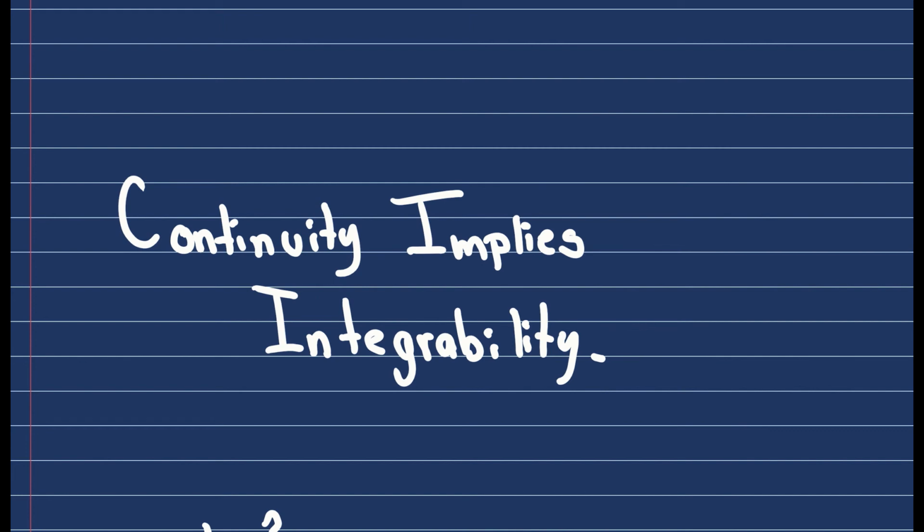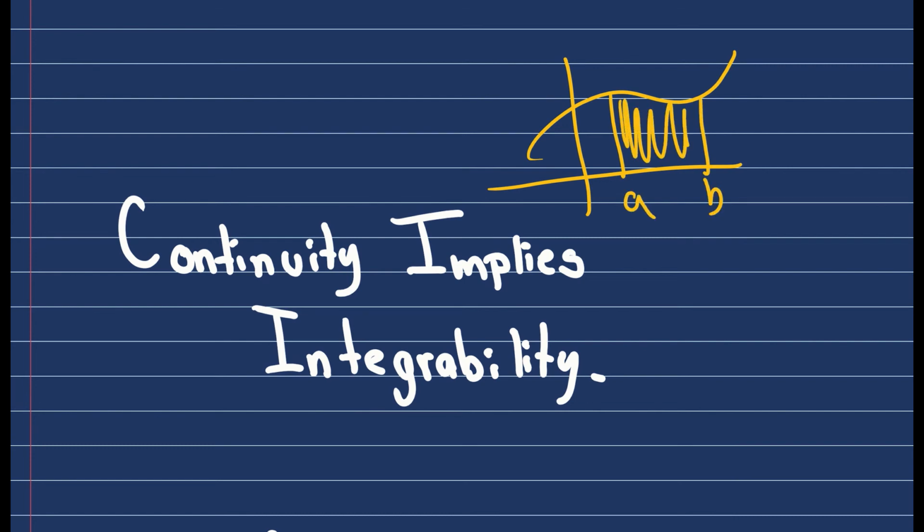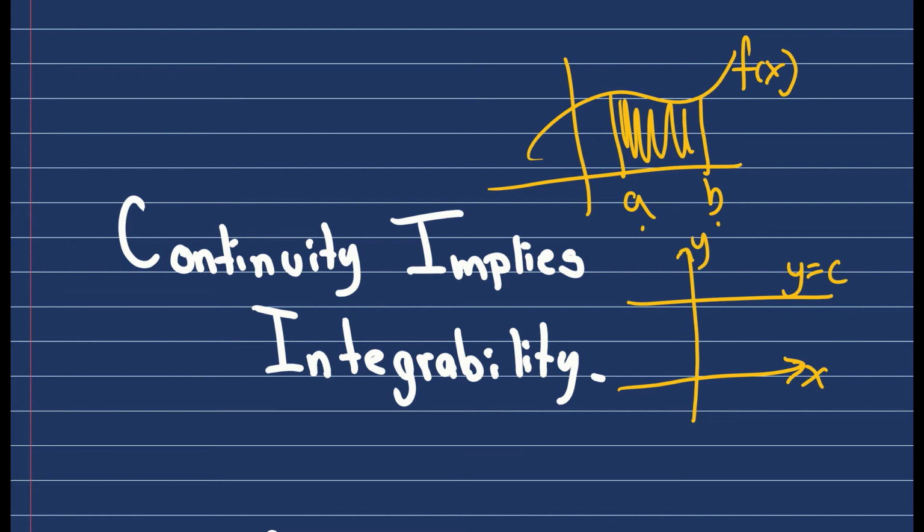So now, continuity implies integrability. If we say that a function is integrable, that means that we can take the area under that function's curve, right? So if it looks like this, we can take the area from a to b. We say the function f of x is integrable from a to b. If I have a function, let's say a constant function y equals c, well, the area from 0 to, let's say, b, where a is 0, I can find the value. It is a number. So we say that this function is integrable from a to b.